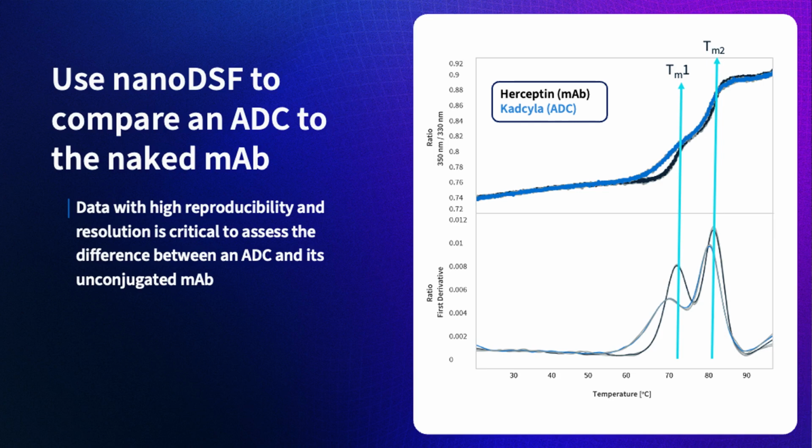Now these light blue lines show where the melting points of Herceptin, which is the black line, are. We can see the peaks of the dark blue line, which is Kadcyla, are shifted slightly to the left compared to those of the naked monoclonal antibody, indicating that the ADC is less stable comparatively.